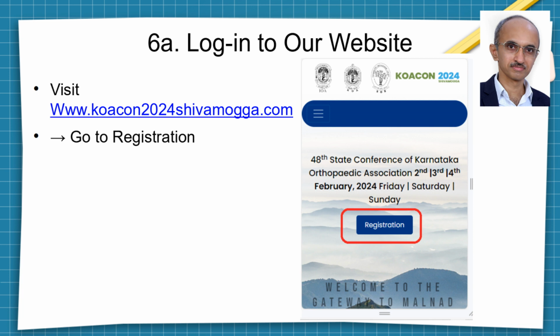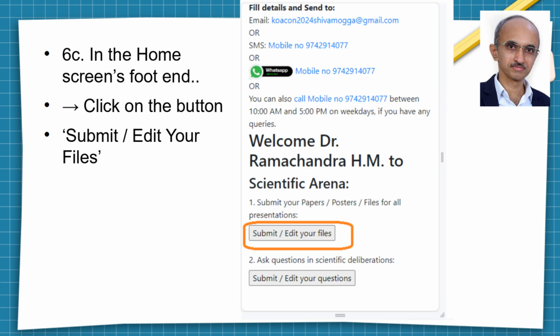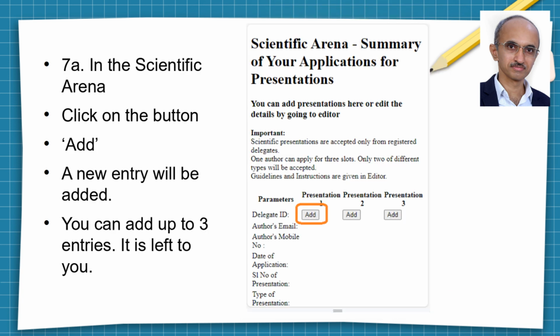The 6th step is to log into our website. Go to registration and then click re-login to your area. After login you will reach your home page. Scroll down and go to the scientific arena by clicking on the button Submit, edit your files. In the scientific arena click on the button Add. A new entry will be added. You can add up to 3 entries. It is left to you.